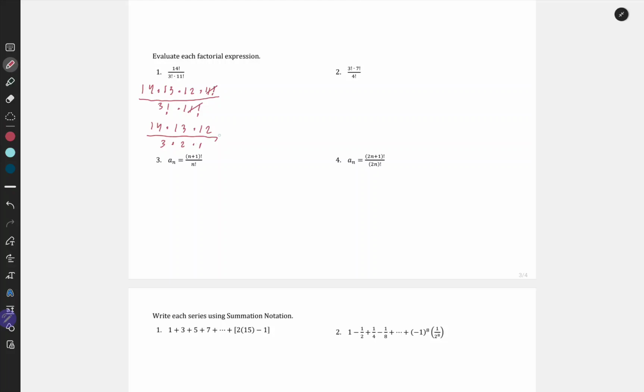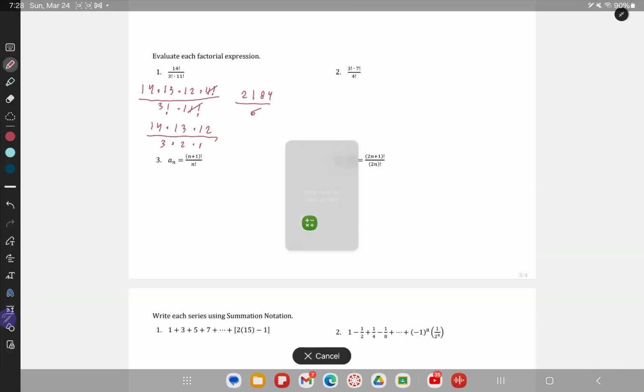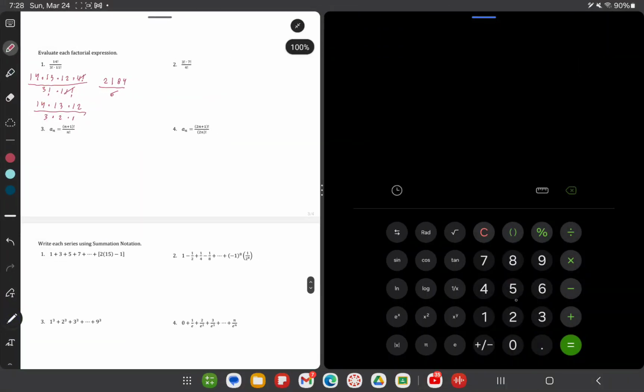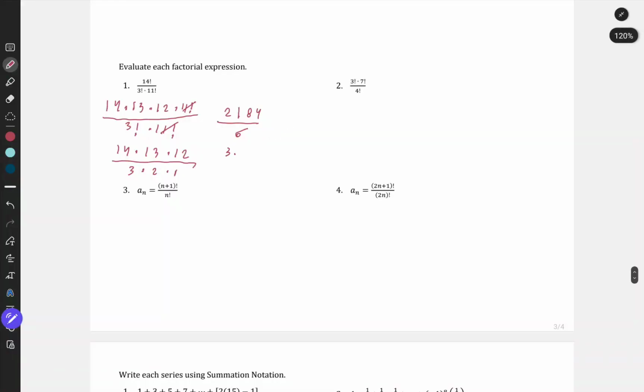So now you can multiply 14, 13, and 12 to get 2,184 over 6, which is crazy number. And if I bring up my calculator and just divide this, 2,184 divided by 6, 364. 364 is our answer. And now let's go to the next one.